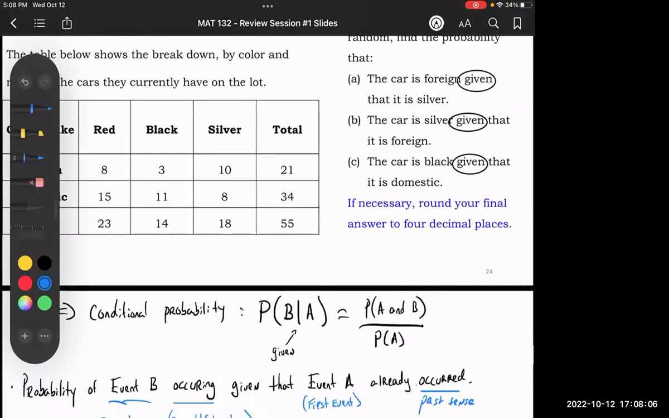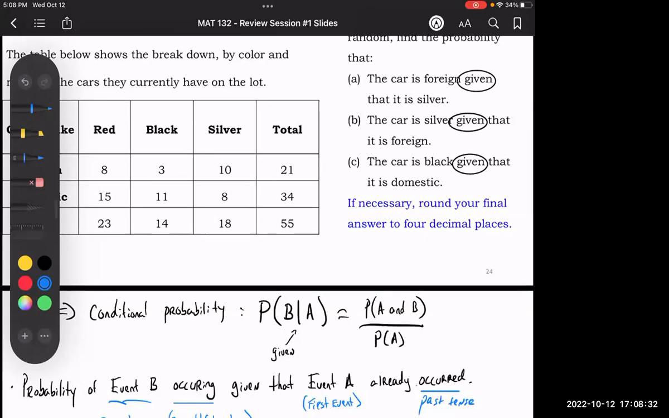Now, let's look at part B. We're gonna ignore the rounding part for now. I think we got that part down pat. It's more or less trying to understand these formulas. Look at part B. We have the car is silver given that it's foreign. It's worded almost the same as part A. So do you think that the answers are going to be the same? No, it's not, right? The question is why?